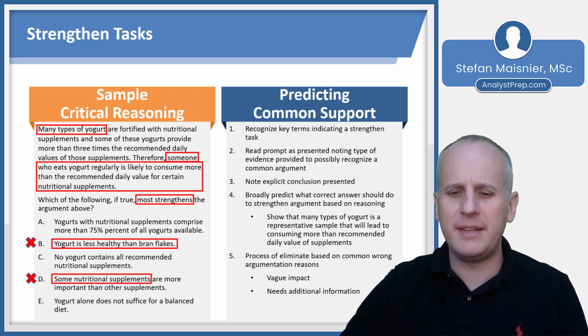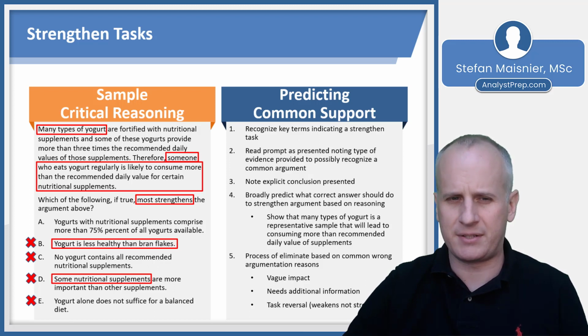Then we have to note task reversals, and task reversals are going to be additional information that actually weakens the argument instead of strengthens. So in this case, for choices C and E, we can see that it's basically saying yogurt is less healthy. Now, this is not necessarily directly related to the idea of the certain nutritional supplements and exceeding the recommended daily value. But no yogurt containing all recommended nutritional supplements, well, again, is that going to be the one that has the supplements? I need to know how many of those there are. There's a lot of additional information needed here, but at the very least, it's not strengthening the idea about getting your certain nutritional supplements. And yogurt alone not sufficing for a balanced diet.